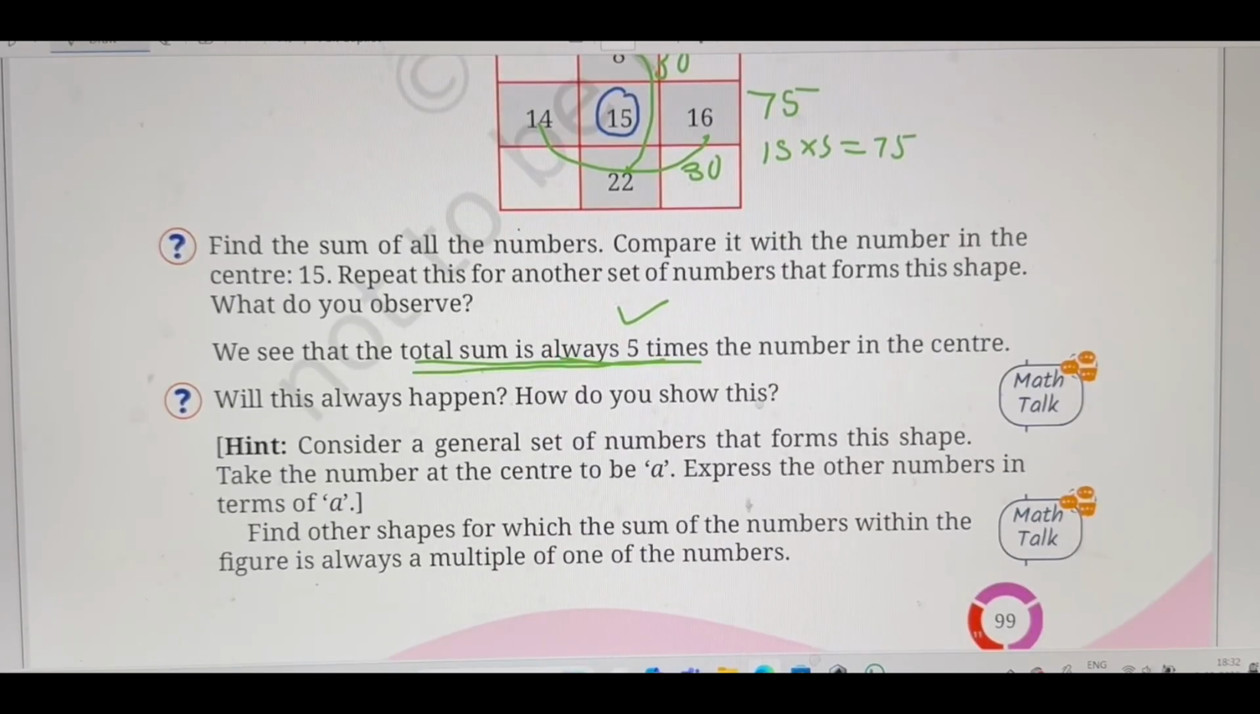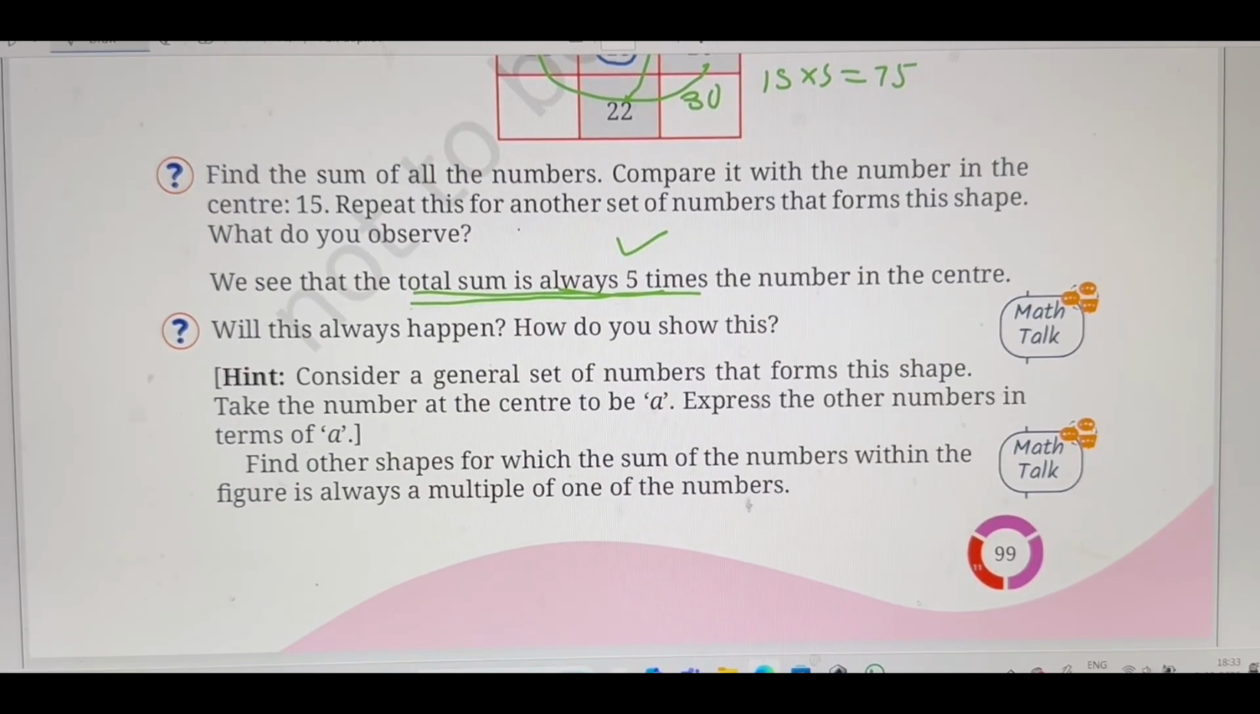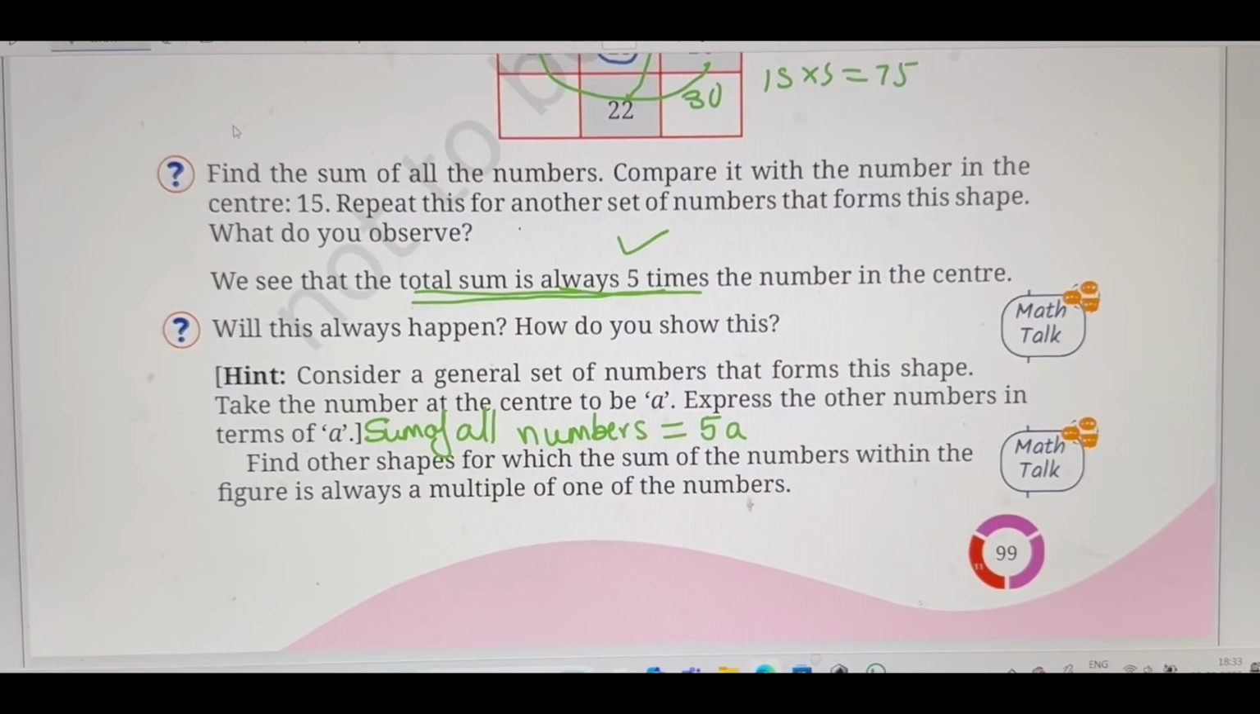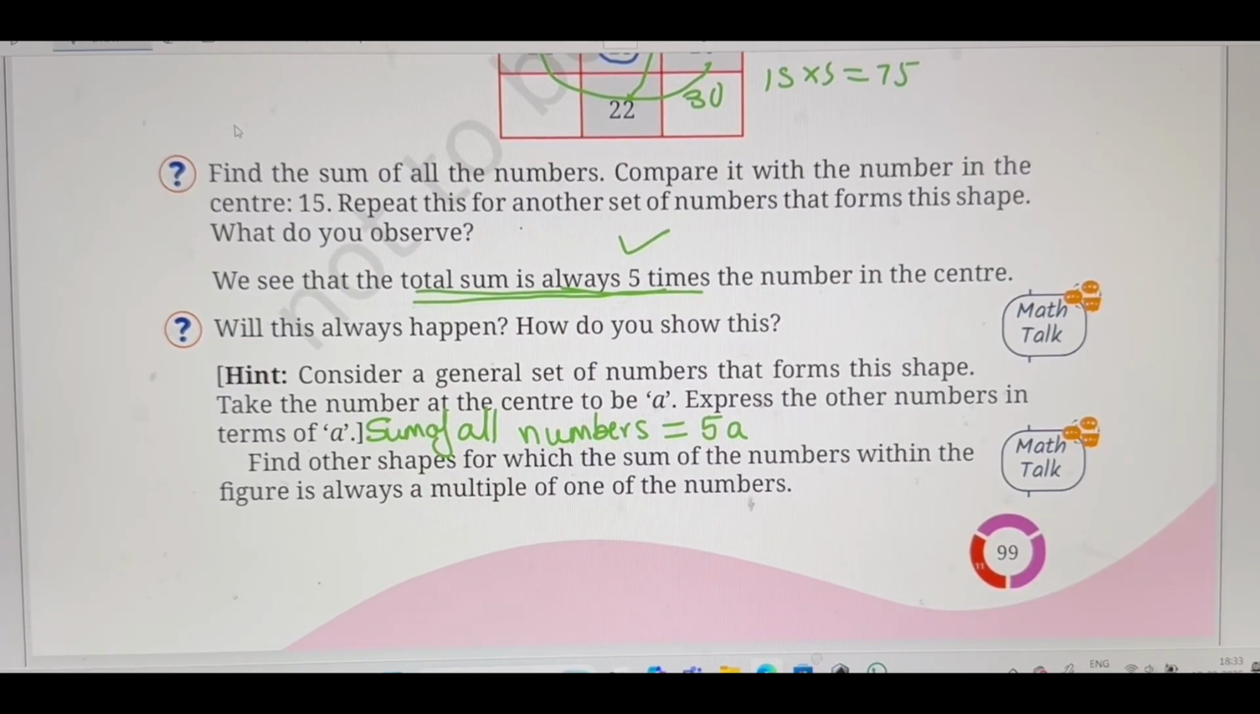So if we consider the center number as A, then what will be the general formula for the sum? The sum of all numbers will be 5 times A, that is 5A. This is the algebraic expression we can frame from this particular design. Right? Now, once you make this, it's like a formula.